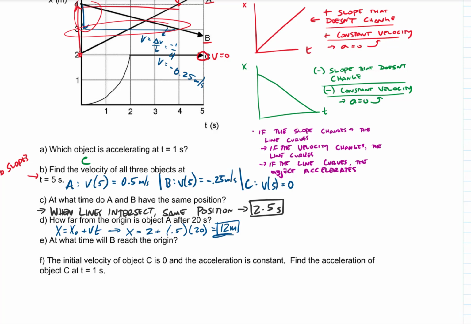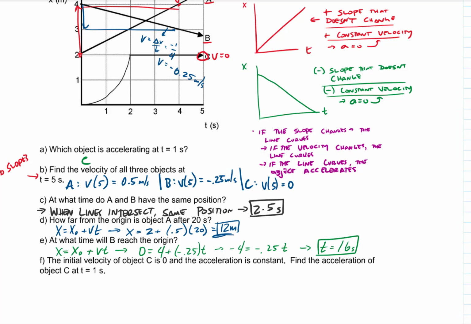We're going to do the same thing for object B, but we want to find out when it reaches the origin. We use the same equation, position equals initial position plus velocity times time. My final position is 0. My initial position is 4 meters, which I get from the graph for object B. That's plus the velocity, negative 0.25 meters per second, times the time. I'm going to solve it for the time. Subtract 4 from both sides. That gives me negative 4 equals negative 0.25 t. I divide both sides by 0.25, and that gives me a time of 16 seconds.